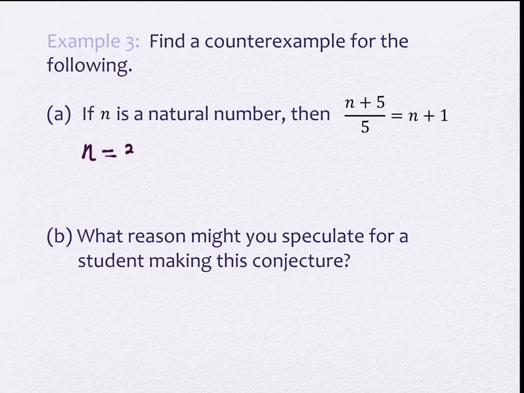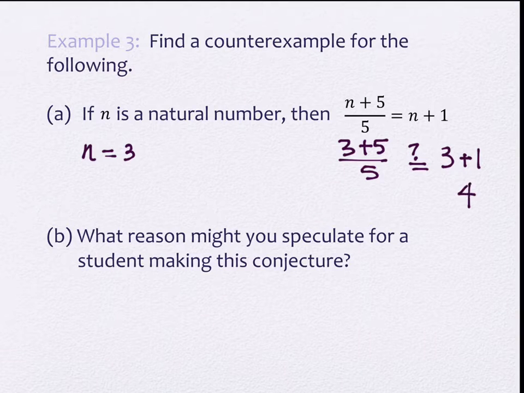3. All right, let's try 3. So what we want to see is if we take 3 plus 5 and divide by 5, do we in fact get 3 plus 1? Well, 3 plus 1 is 4, right? What is 3 plus 5? Yeah, 8 over 5. Does 8 over 5 equal 4? No, it definitely does not. So this is a counterexample.